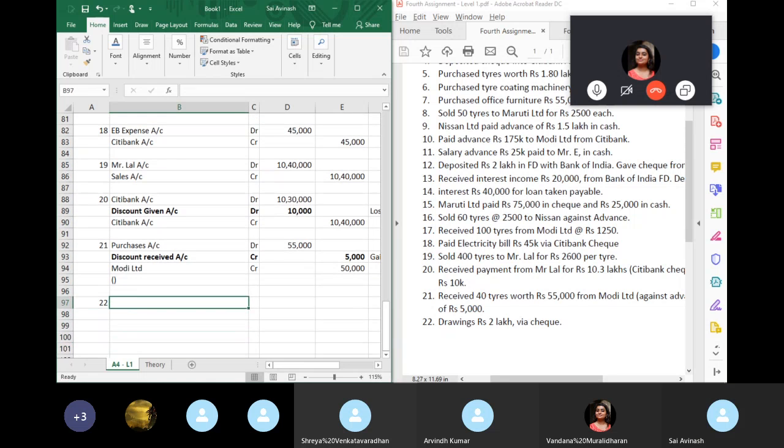So obviously, let's say that I'm paying via check. Let's presume again, because it's not given which bank account, I'm presuming that it's a Citibank account. So I'm giving a check, right? So 2 lakhs, my bank balance will reduce. Okay, that's the first step I know. I'm going to debit this.